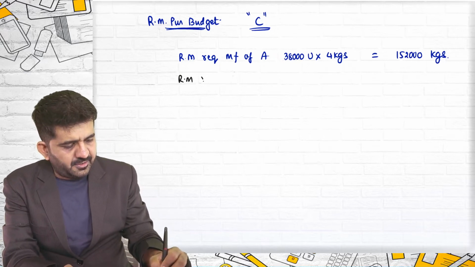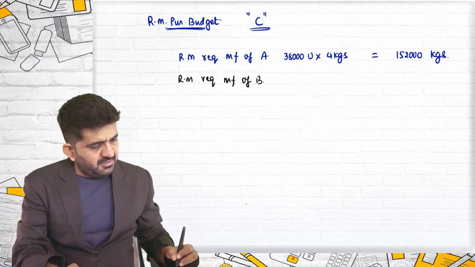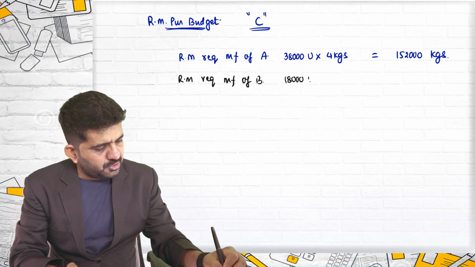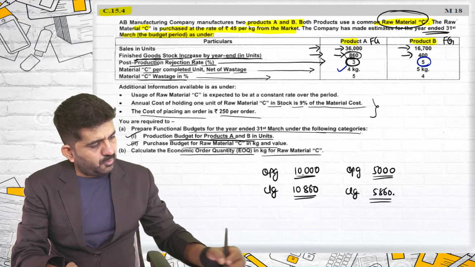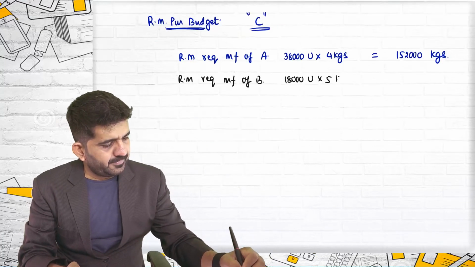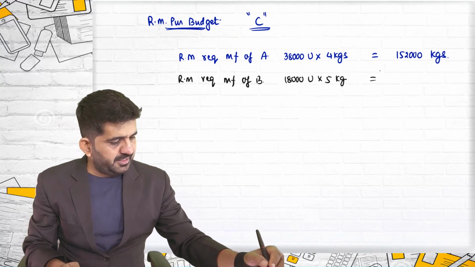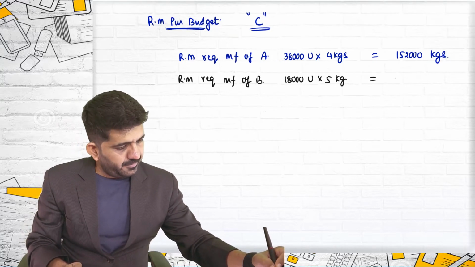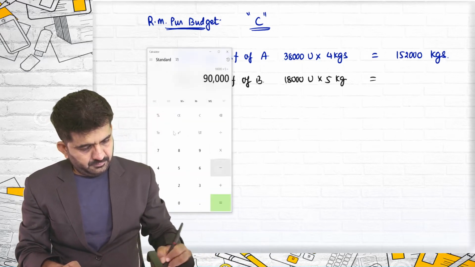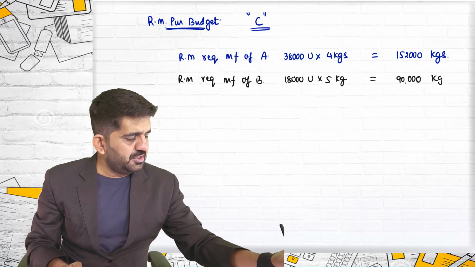Raw material required for manufacturing of B. How much B are we manufacturing in the current year? 18,000. That is, next year 18,000 units, and raw material required will be 5 kgs. This will be 90, which is 90,000 kgs.